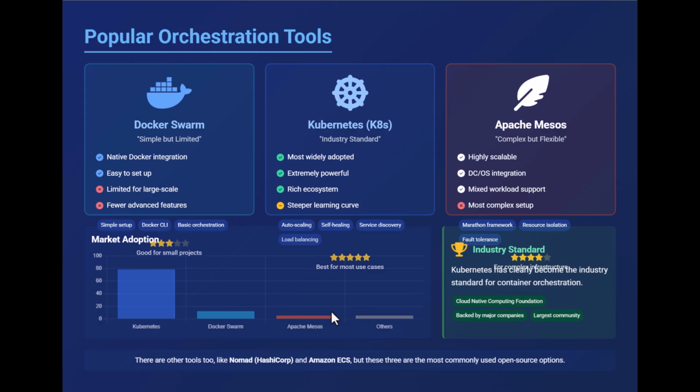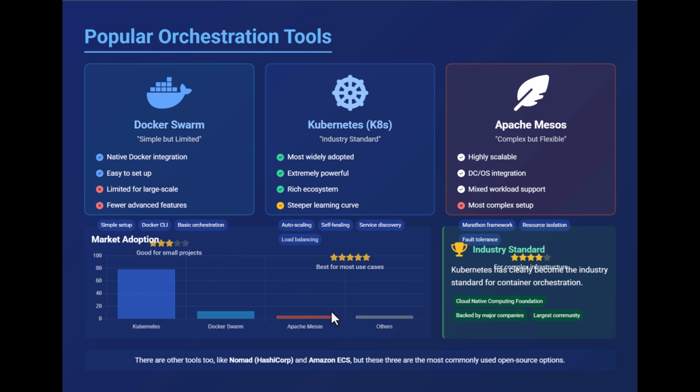Let's look at some of the most popular tools used to orchestrate containers at scale. There are three major players in this space. Docker Swarm, simple but limited. Swarm is great if you're already using Docker and want something lightweight. It has native Docker CLI integration and it's super easy to set up, but it's not great for large scale production. It lacks advanced features like custom scheduling and full auto scaling.